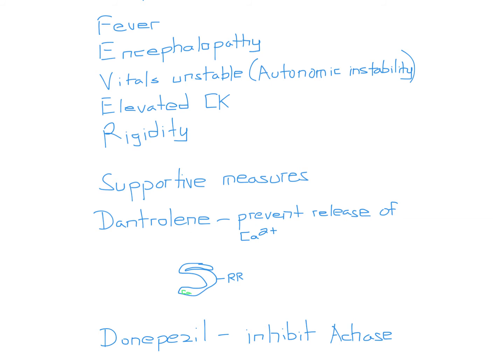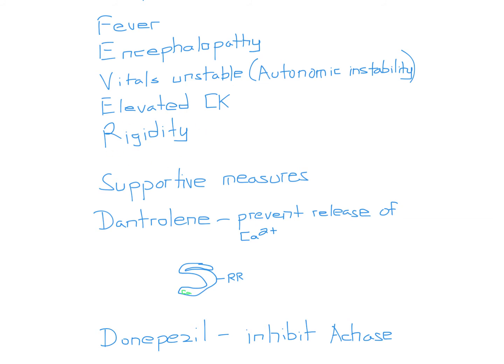Dantrolene is a medication that prevents the release of calcium. Calcium is typically stored within the sarcoplasmic reticulum of the cell, and the ryanodine receptor, if activated, causes the calcium to be released, and thus it can cause contraction. If dantrolene can prevent this ryanodine receptor from being activated, now you don't have that calcium released. If you don't have calcium released, you don't have contraction of the muscle. Obviously in this case, it'd be good because we want to get rid of this rigidity.